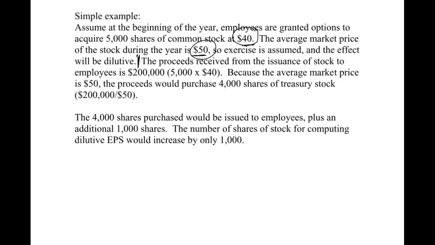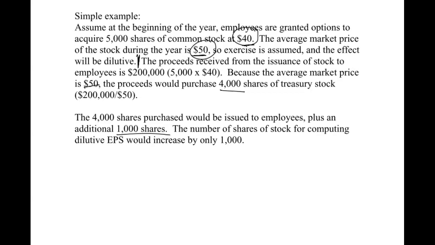So the proceeds received would be 200,000. They're going to take that 200,000 and go out and buy as much as they can at the average market price of 50. That's going to allow them to purchase 4,000 shares. But remember, the employees are sitting there waiting on 5,000 shares. Therefore, we're going to have to issue an additional 1,000 shares to satisfy them. It's those 1,000 shares that we're concerned with.